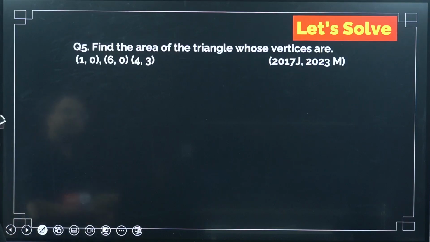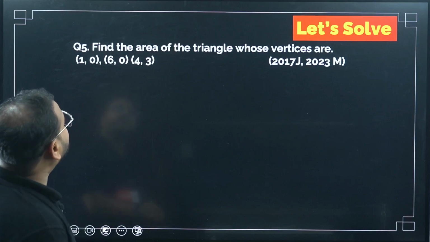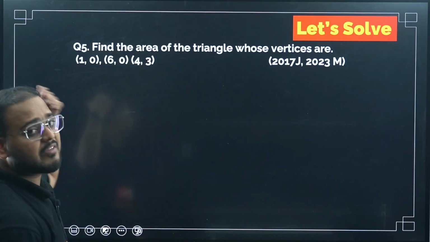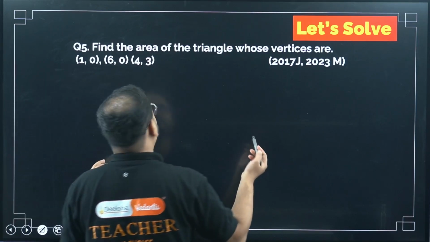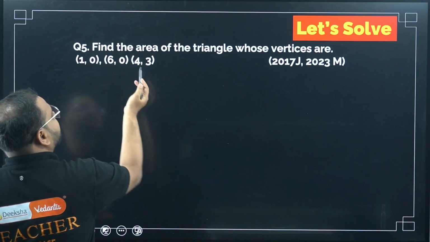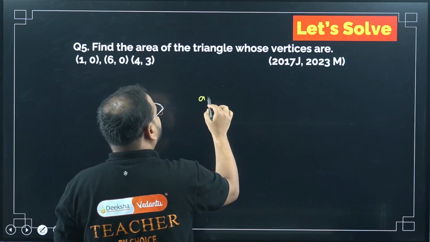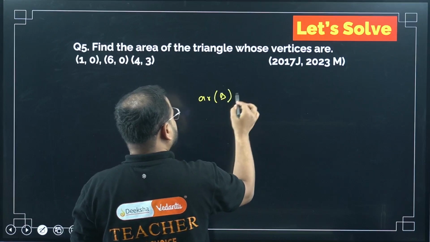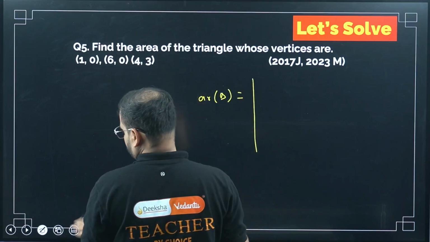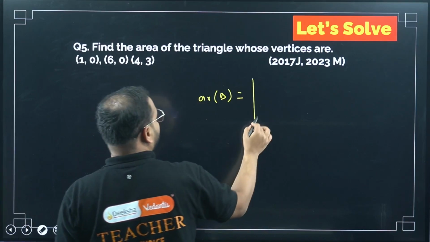Moving on. Question number 5. Find the area of the triangle whose vertices are, they've given the vertices. So what is the property, if you remember? x1 y1, x2 y2, x3 y3. If I'm to find the area of the triangle, I can simply write what? Forgive me, I forgot to write 1 by 2.